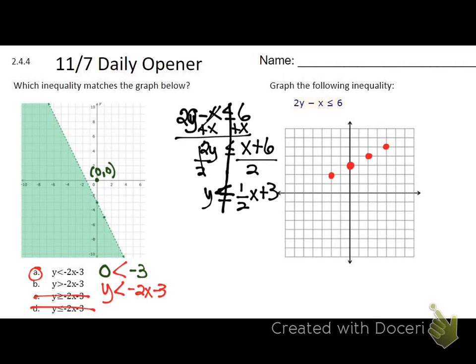Your third point is going to be on what type of line are you going to use for this particular inequality sign? A solid line. So there's your next point. Make sure when you graph your lines, you guys, it's going from one side of the coordinate plane to the other side of the coordinate plane.